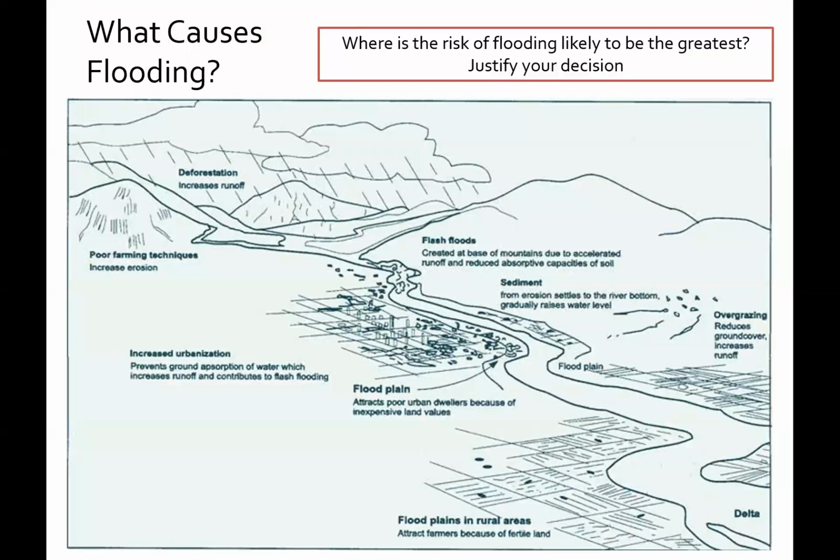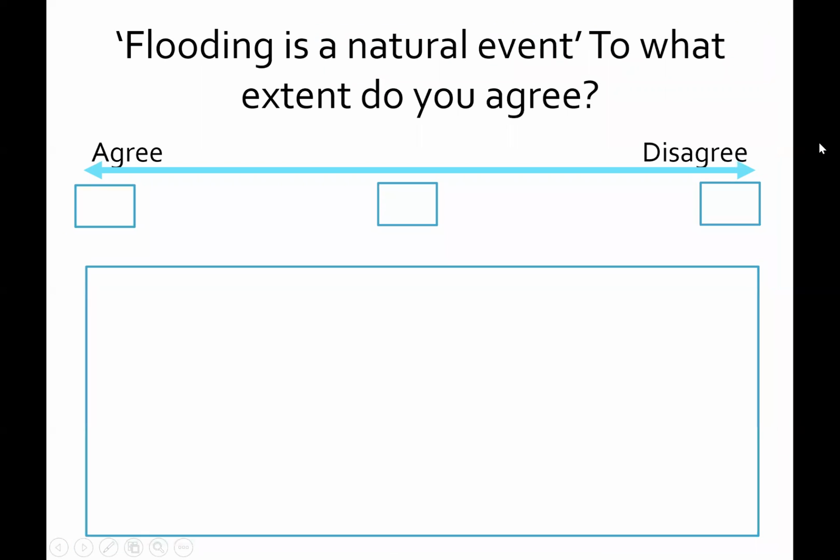Right, have a look at this diagram. This just shows you the whole drainage basin from the start, the source, all the way down to the mouth. Have a look at this. Where do you think flooding is likely to be the greatest and why? So you've got to explain it. Why? Is it going to be up here? Or is it going to be down here? Look at the shape of the land. Look at what's happening. Where is it going to be the greatest and why?